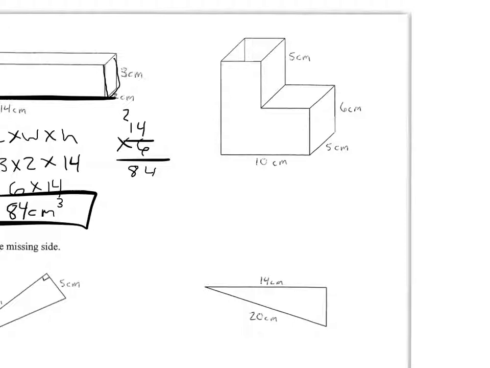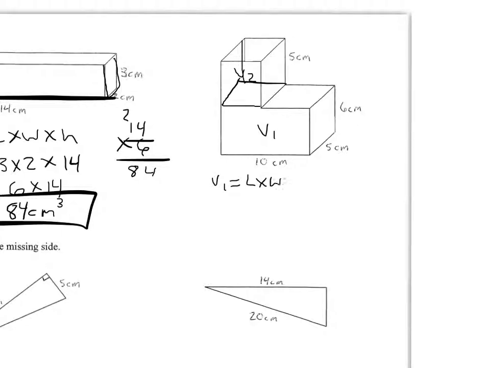Over here we have a three-dimensional shape. It is definitely not a rectangular prism, although it's clearly made of rectangular prisms. So I'm going to go ahead and split this up into two rectangular prisms, one here on the top, one here on the bottom. This one on the bottom, I can see that's going to be a really easy volume to find. This one's going to be a little bit more complicated. But let's start with volume 1.